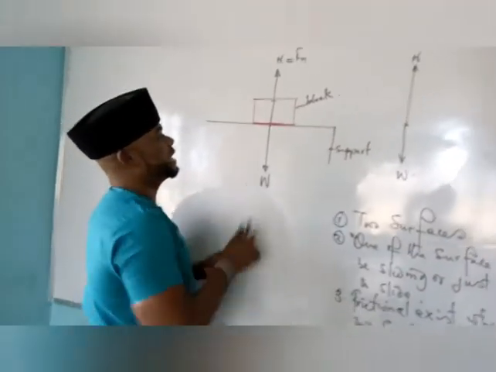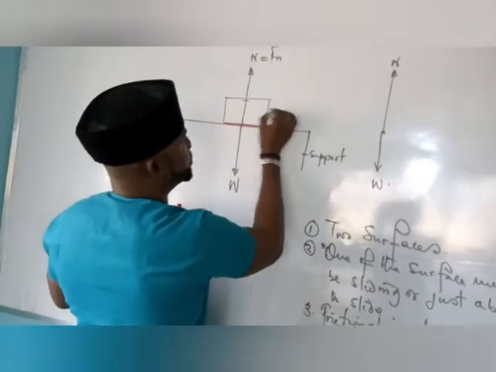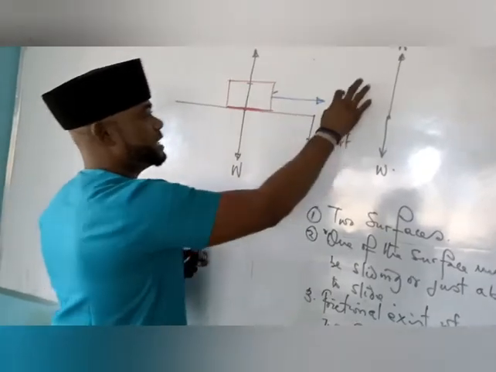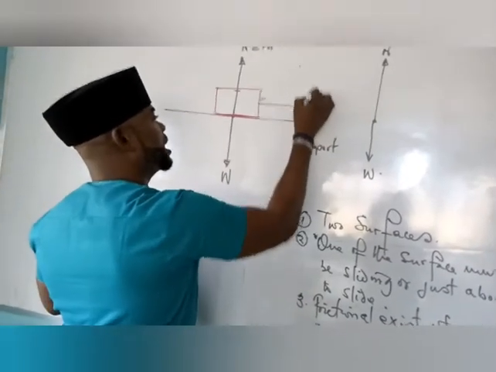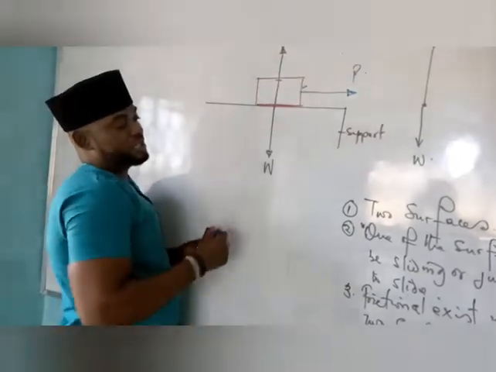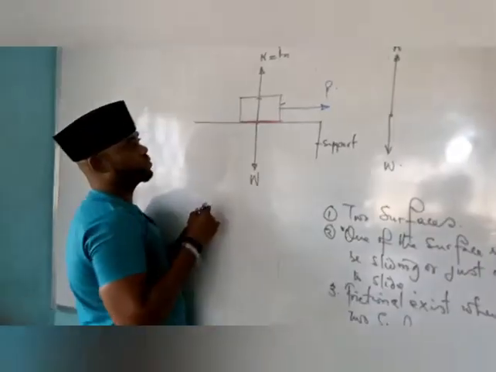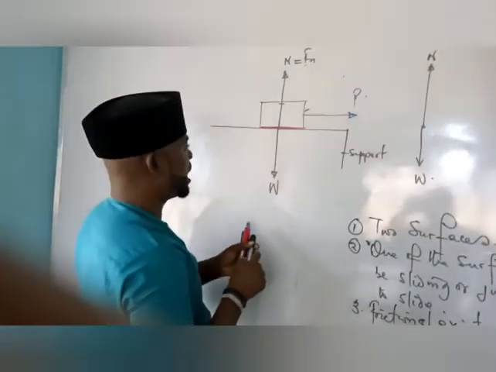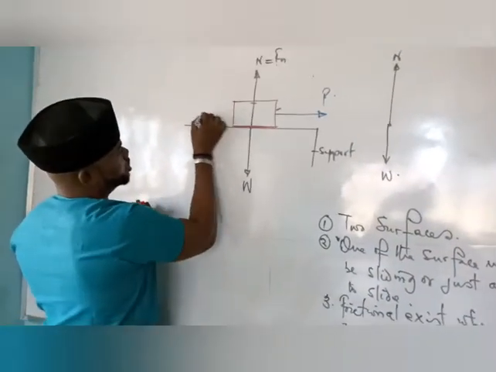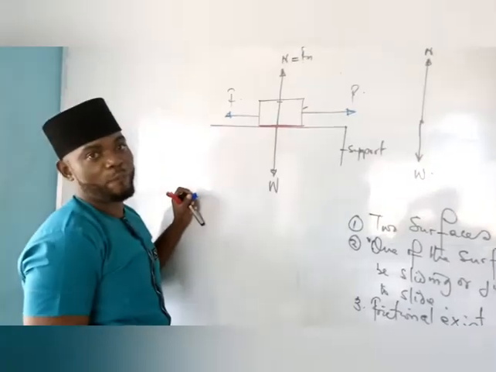Now, we want to apply a force on this block such that the force moves this block in this direction. Let's call that force an applied force P. Friction is that force that acts in opposition to the direction of motion. So frictional force will tend to act backward, backwards to the direction of motion, and so this is your frictional force F.